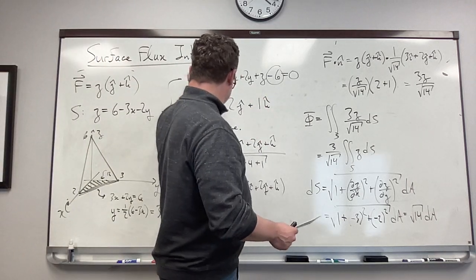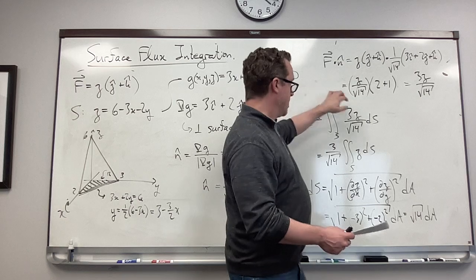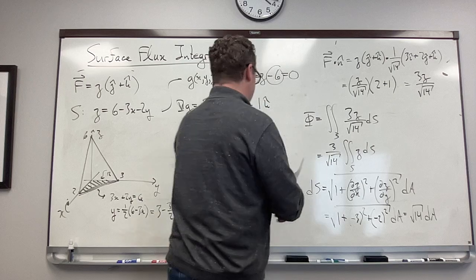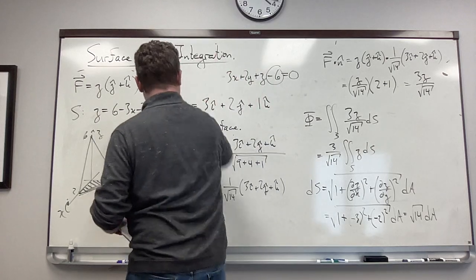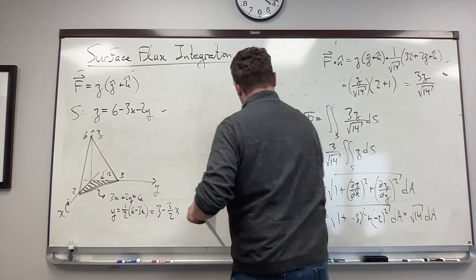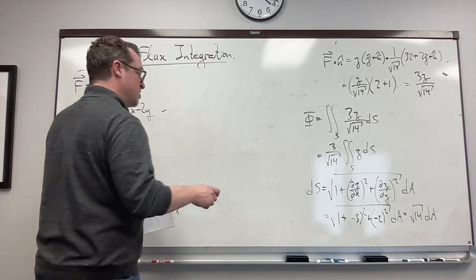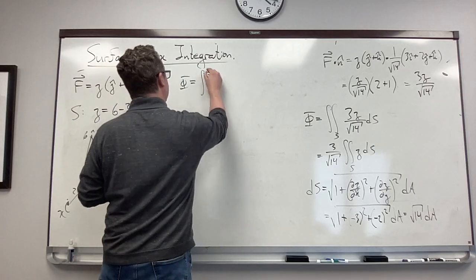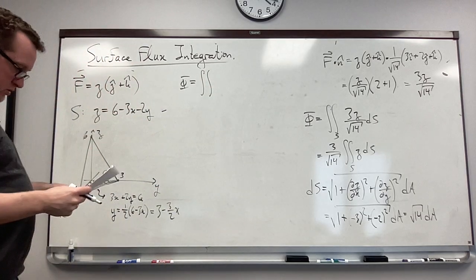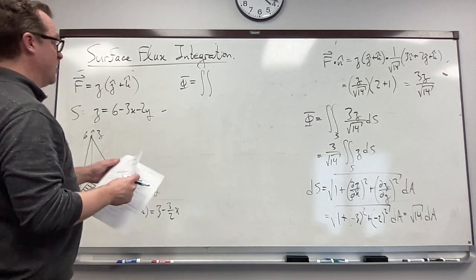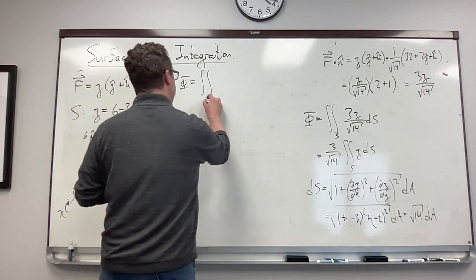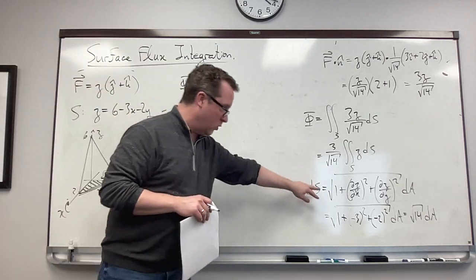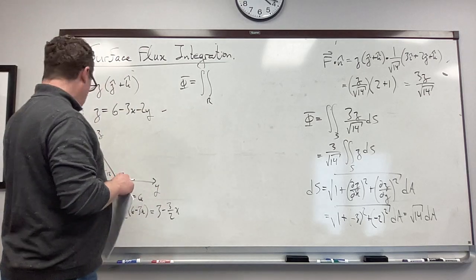Now, I found the surface, and I found n, and I took n dot F, and I've got this integrand, and I put that here, and now I've got a conversion of dS to dA. So now we're ready. My flux is going to be equal to a double integral over this region R. I'm no longer doing the surface integral. Now I've converted the surface integral into a double integral over the region R.